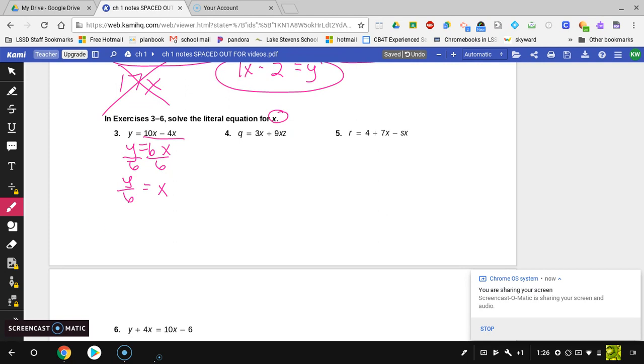One thing to be aware of, another way to write that is 1/6 y. Because multiplying by 1/6 and dividing by 6 are equivalent. They mean the same thing. So both of those answers would be 100% correct.